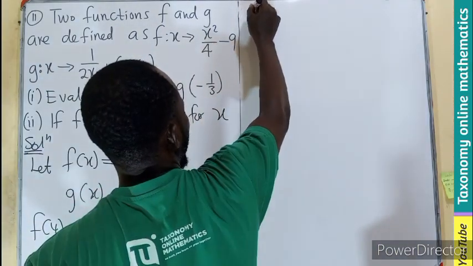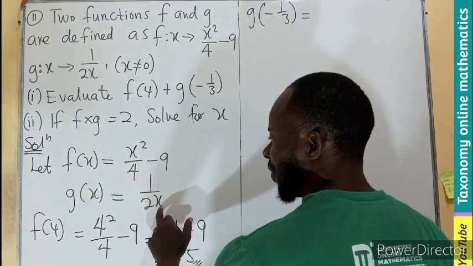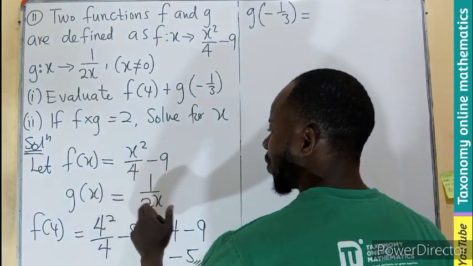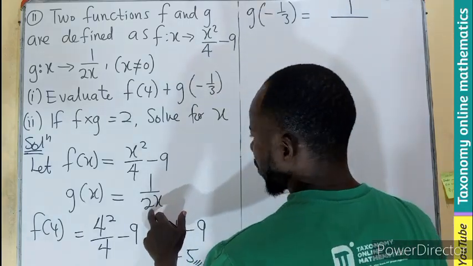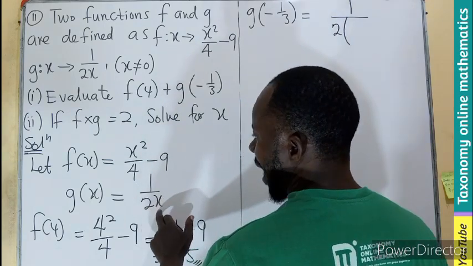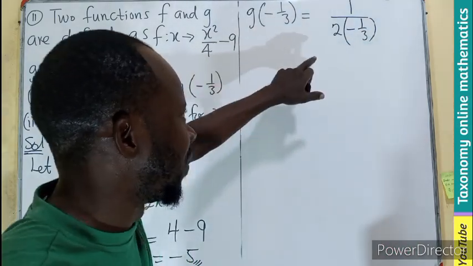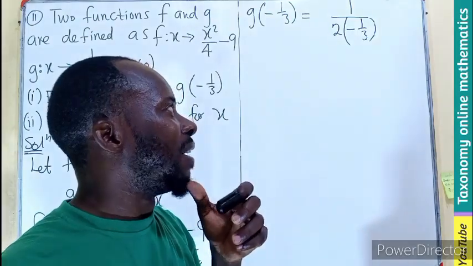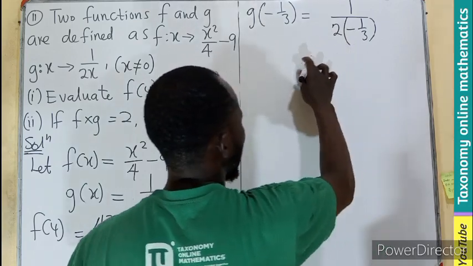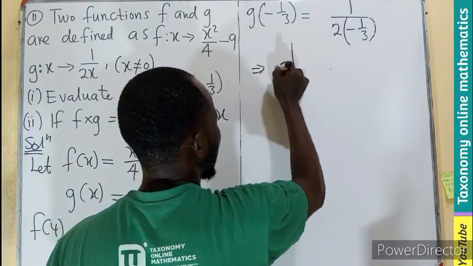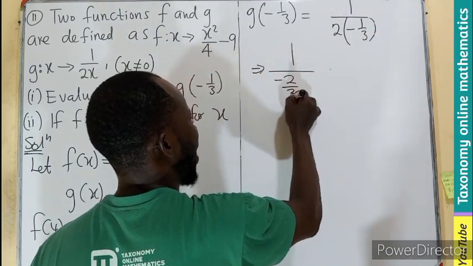Let's get the second one, g of negative 1/3. Where I see x, I need to change that x to become negative 1/3. So 1 divided by 2 into bracket x, which is negative 1/3. You can see that this is a whole number which will multiply the value of 1. So I'll be having 1 divided by 2 times 1, that will be 2, so negative 2 divided by 3.